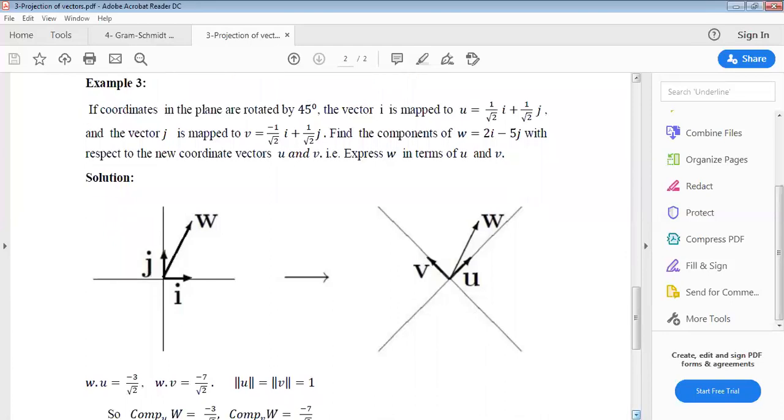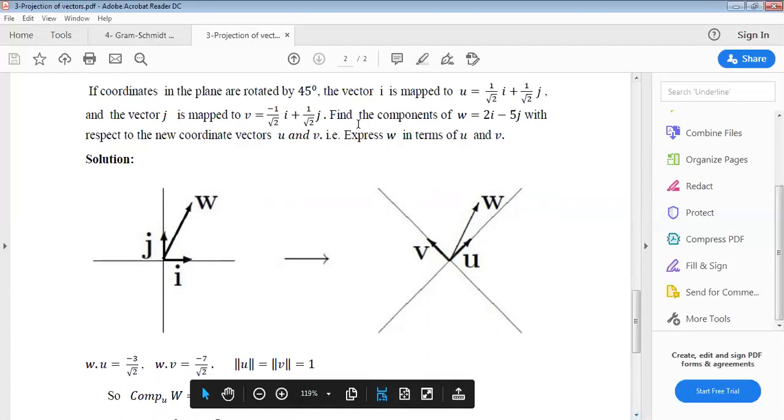Next example. If coordinates in the plane are rotated by 45 degrees, the vector i is mapped to u equals 1 by root 2 i plus 1 by root 2 j, and the vector j is mapped to v equals minus 1 by root 2 i plus 1 by root 2 j. Find the components of w equals 2i minus 5j with respect to the new coordinate vectors u and v, that is, express w in terms of u and v.